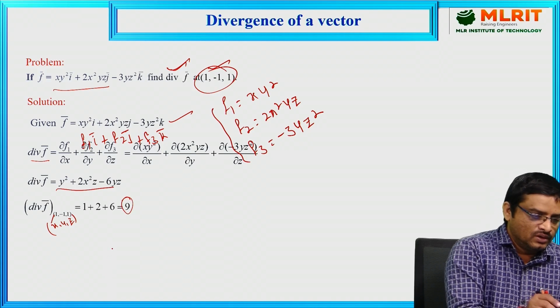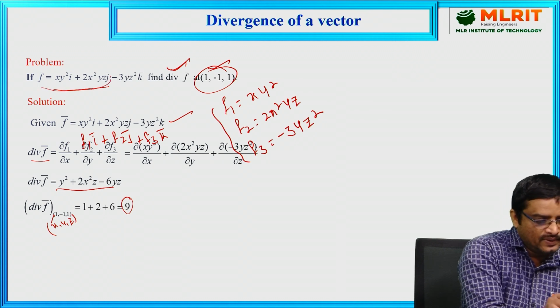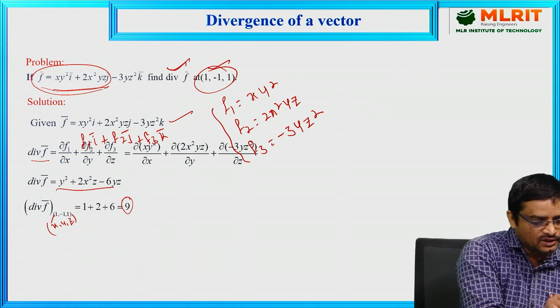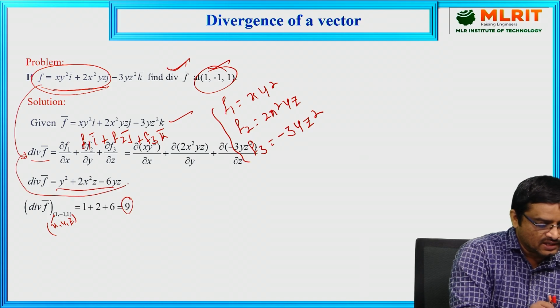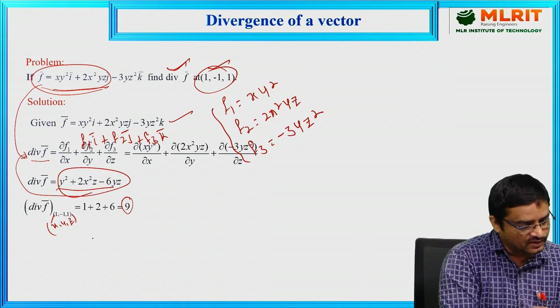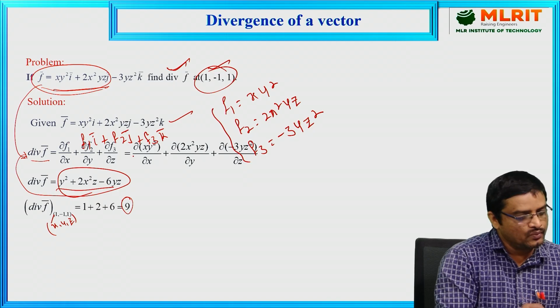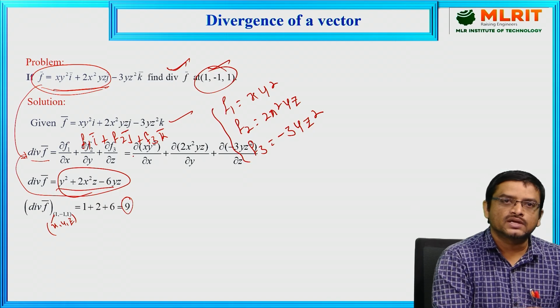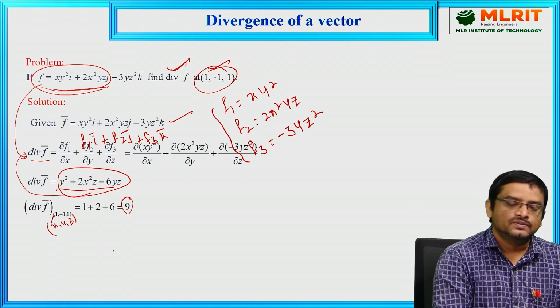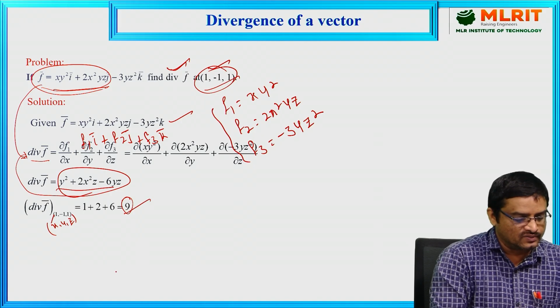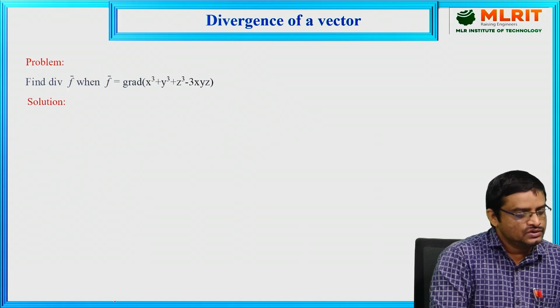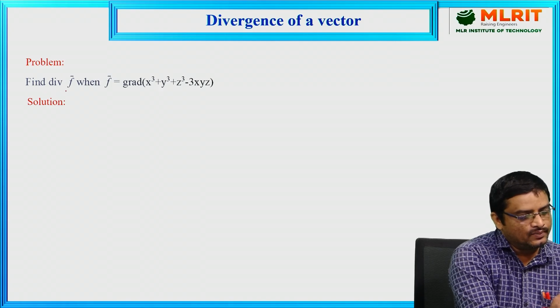Once you observe here, in the beginning a vector point function was given. After applying the divergence concept, it is finally converted into a scalar point function. This is the way we can convert a vector into a scalar point function. Suppose you are given any point, you substitute that point and you will get some constant value. So next, find div f bar.